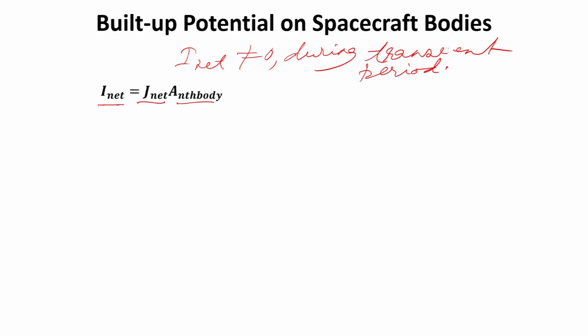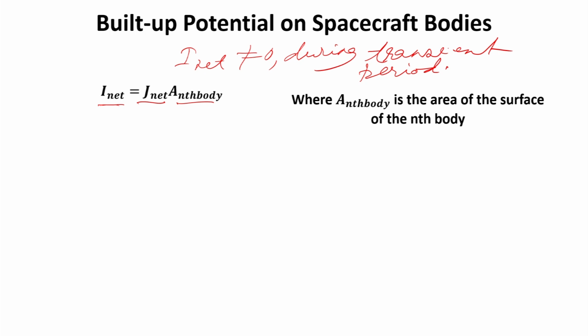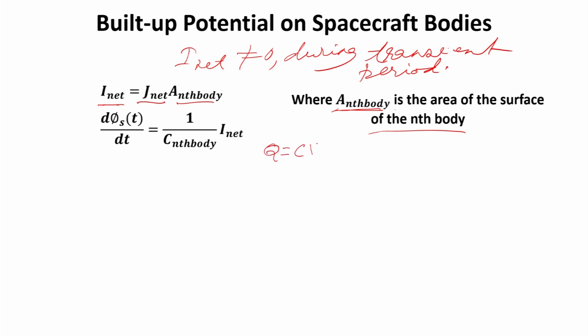I net I can get from Kirchhoff's current law. So, I can get the current by multiplying the current density by A n body, the area of the surface of the nth body. We will see what the nth body is, and why I am calling it the nth body. And then I can write this I net. So, I can write the total charge is equal to C into V.